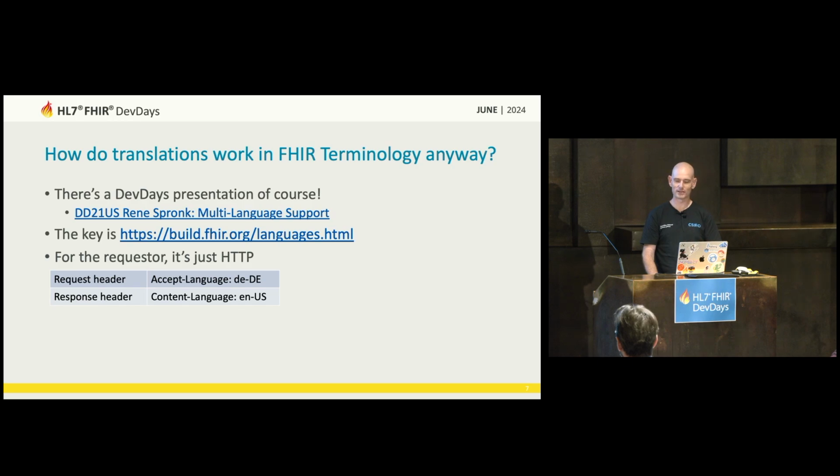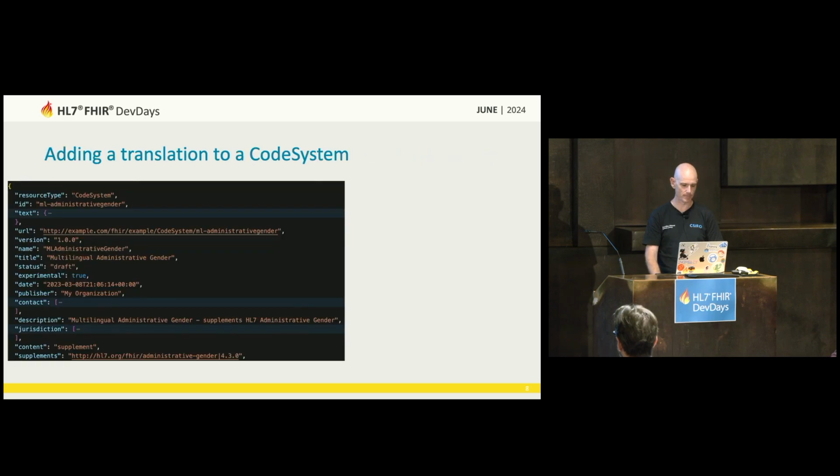There's accept language headers, and then you'll get content language headers for request headers and response headers. Pretty simple. Of course, there is also a display language parameter that you can send in with the request if for some reason you can't make the headers work, which is a common pattern in FHIR.